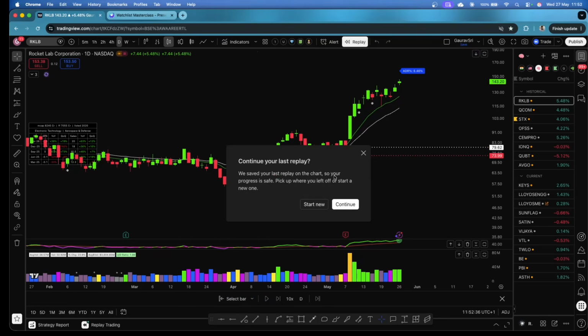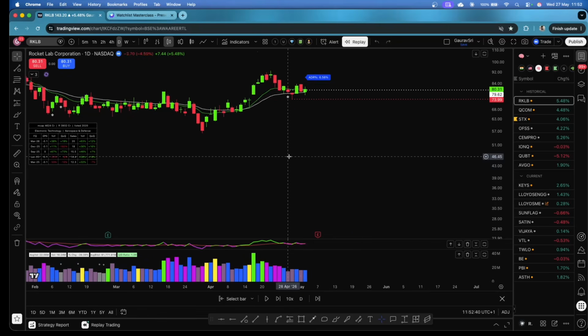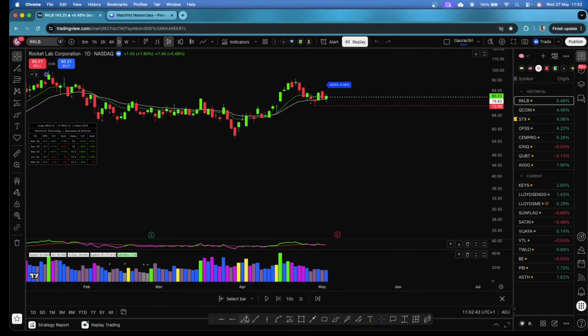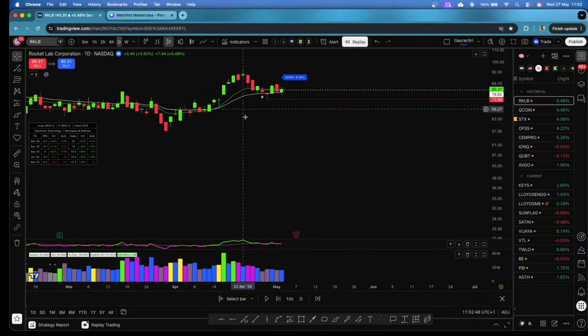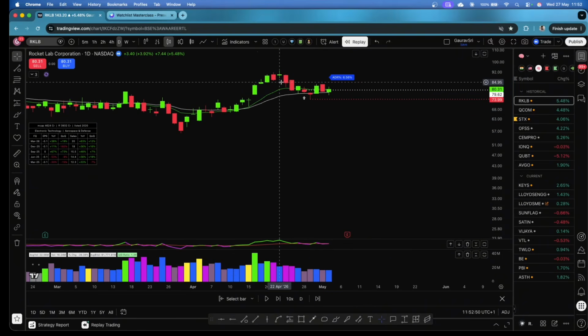So let me show you in the replay mode. Okay. So the stock has given a good prior uptrend move, right? It has given a good decent move of 63%. Okay. And after that, the stock has started slowly doing a pullback.